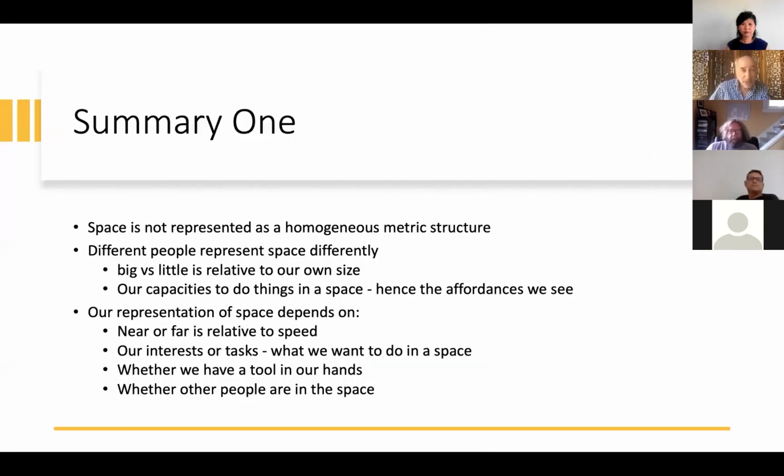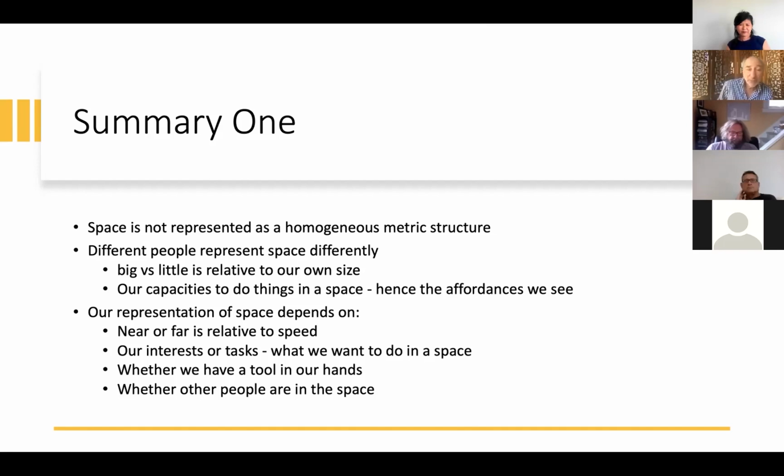So far, my summary is this. Space is not represented in the brain or in the mind or even in the body as a homogeneous metric structure. It's not measured in terms of feet or yards or inches or meters. Different people represent space differently. If you're big or little, you represent it differently because things are done relative to your own size. Think how a very tall person thinks about a door very differently. Our capacities to do things in a space, hence the affordances that we see, affect what we see in that space, what we see as possible in that space, what we even understand the space to be.